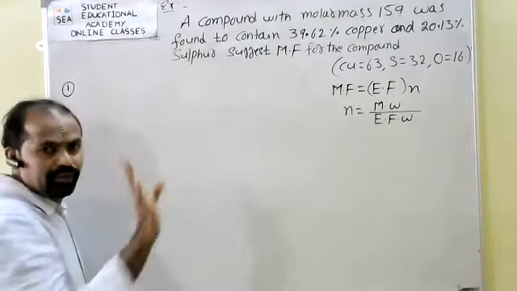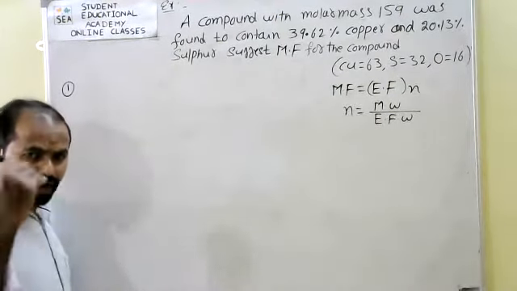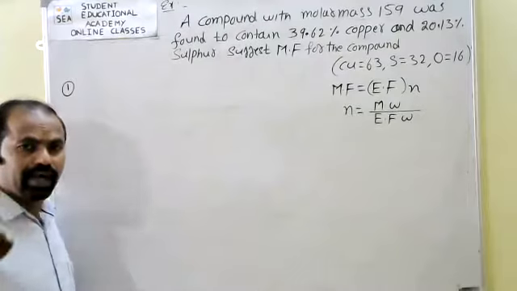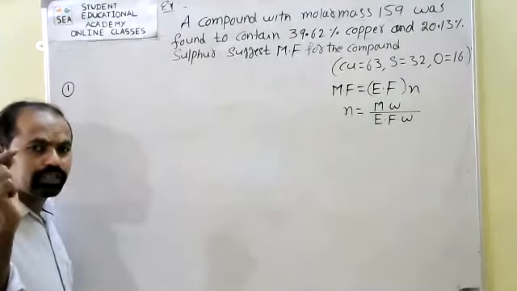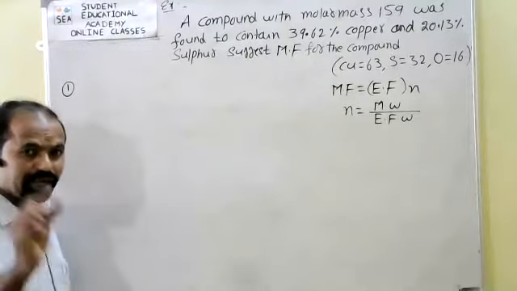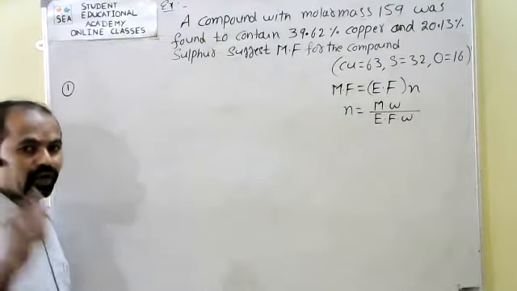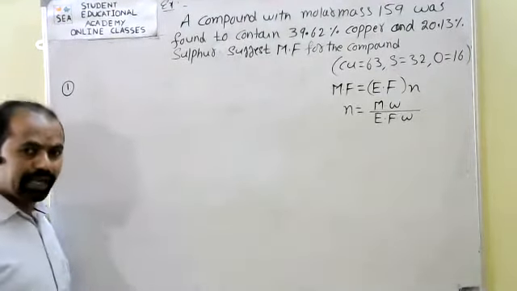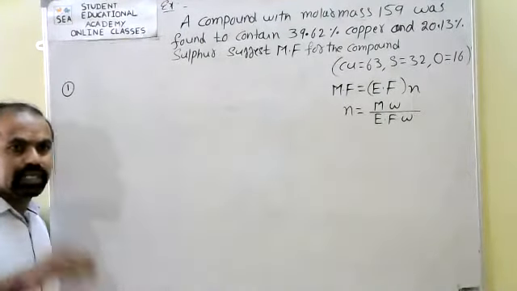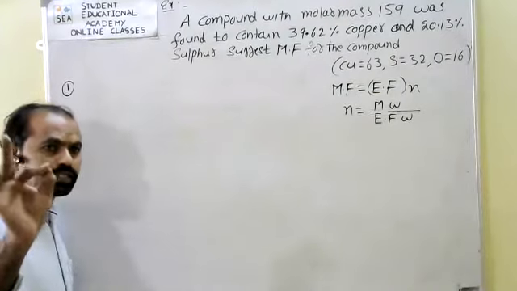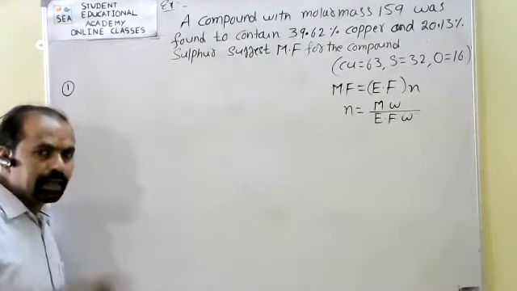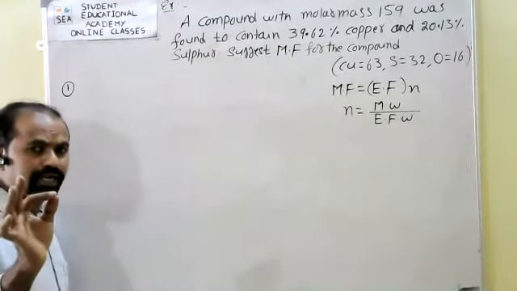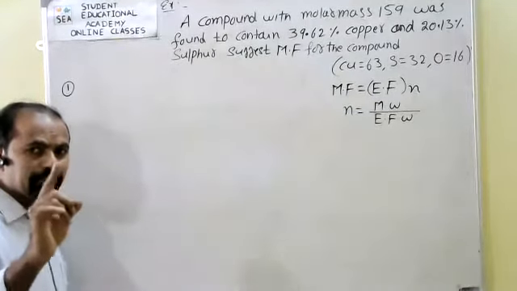Here the percentages are already given, so there is no problem. If not given, we find out experimentally what the percentages of the elements are. Before, I gave the formula for the percentage weight of an element: weight of an element by molecular weight into 100. By using that formula, we calculate the percentage weights of the elements. Then the sum of the percentages of all the elements must be 100.